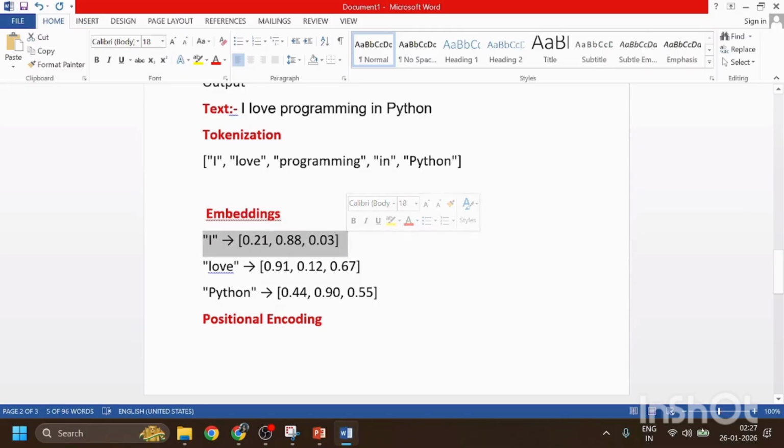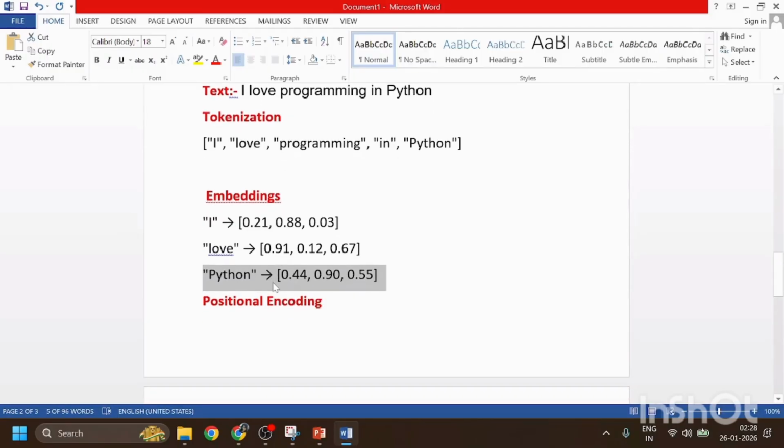Similarly, we need to convert love into vectors, and Python also converts into a different vector. Here you can see each token is converted into a numeric form, called a vector. This process is called embedding, and these numbers are called embeddings. The model never sees the word, it only sees the numbers. Meaning is stored mathematically. So this is called embedding, and this is tokenization.